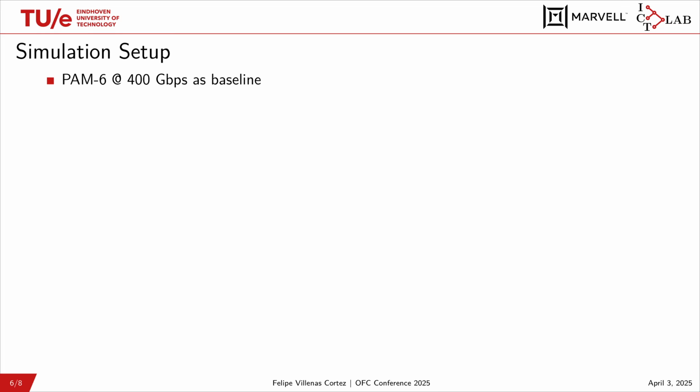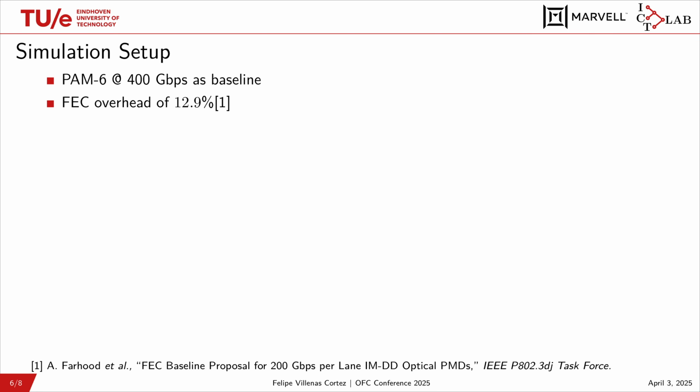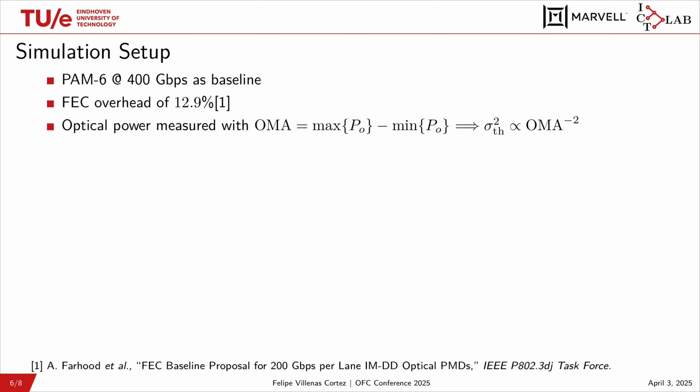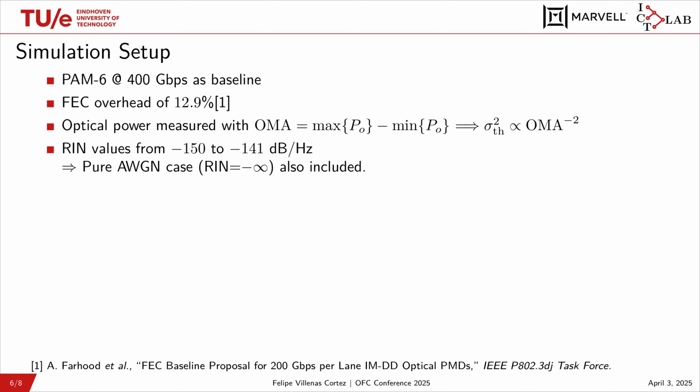For the simulations, we use PAM6 at 400 gigabits per second as the baseline. We also consider an FEC overhead of around 12.9%. And we're going to measure the optical power with the OMA, which is defined as the difference between the maximum and minimum optical power values. Something to highlight about this model is that the electrical noise variance depends inversely on OMA, due to the fact that the gain of the TIA changes depending on the OMA of the optical signal. And we're going to simulate for different RIN values ranging from -150 to -141 dB over Hertz.